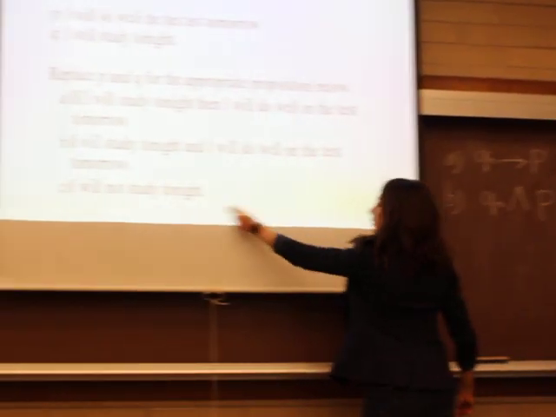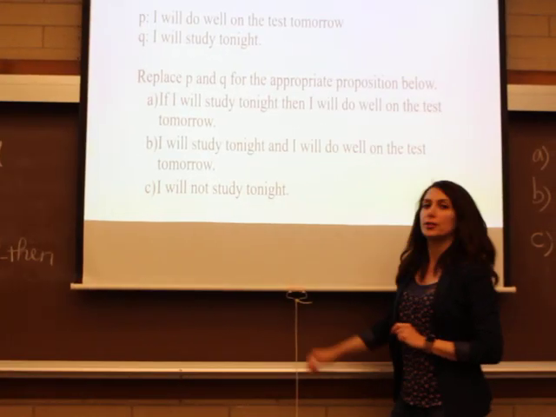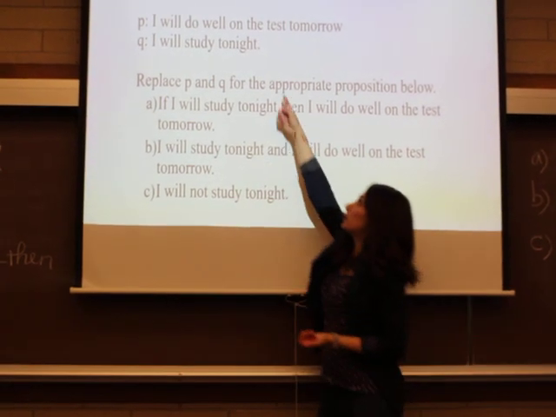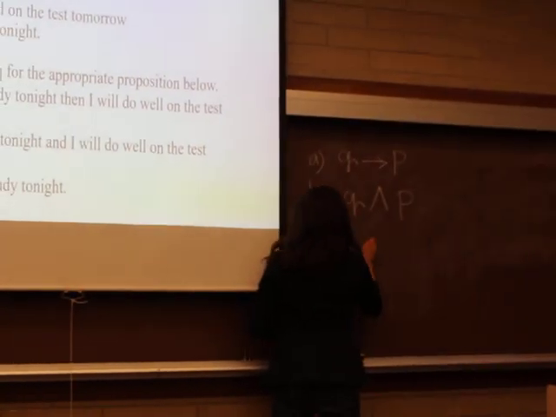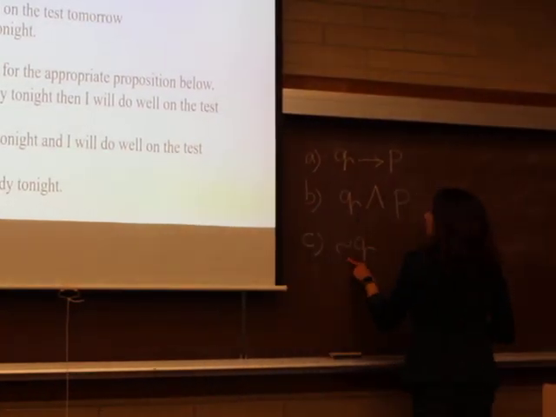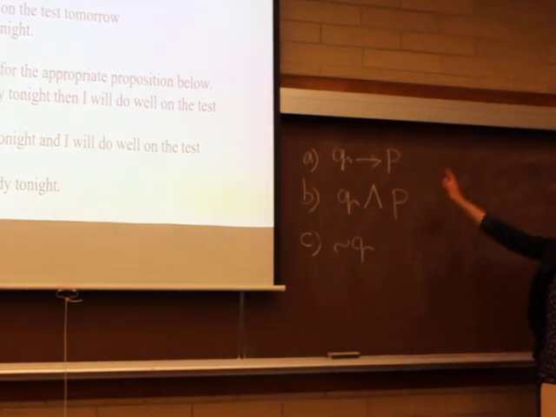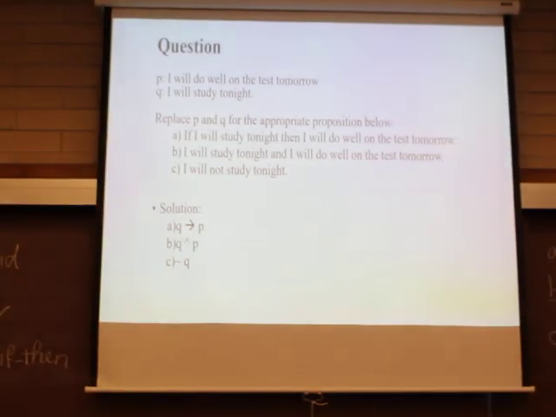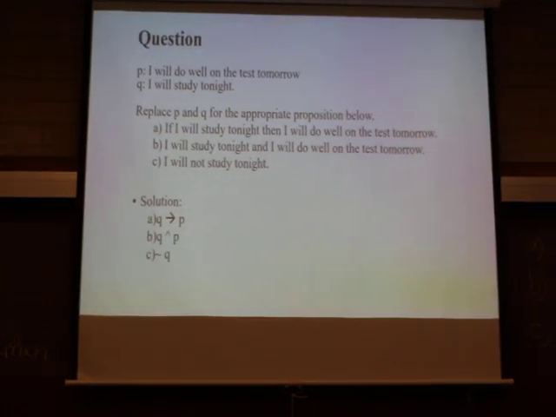Look at the third one, C. I will not study tonight. I will study tonight is represented by Q. So I will not study tonight, then, is the negation, not Q. So here you go. I changed these statements into symbols. Yeah, if Q then P, Q and P, and not Q. Good?